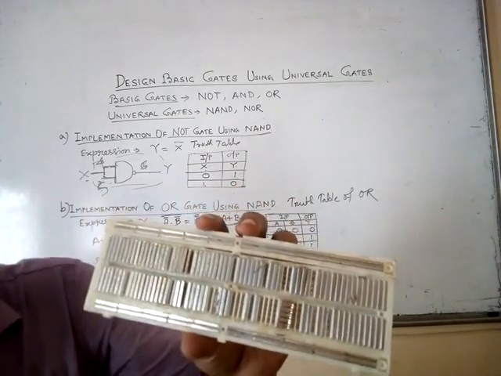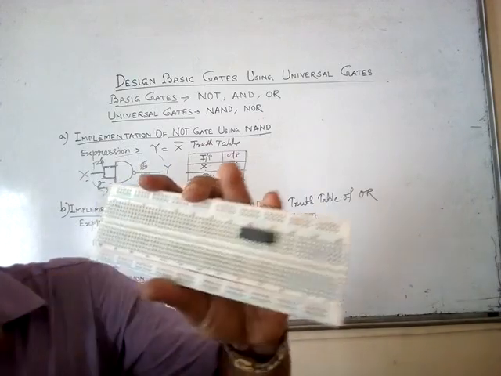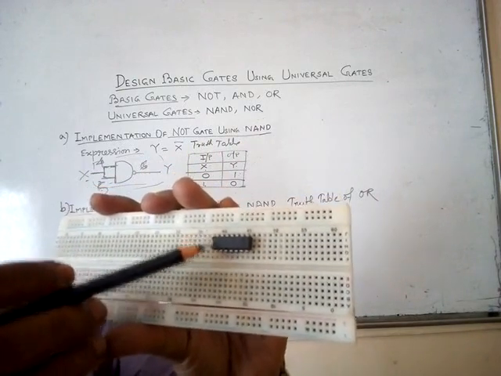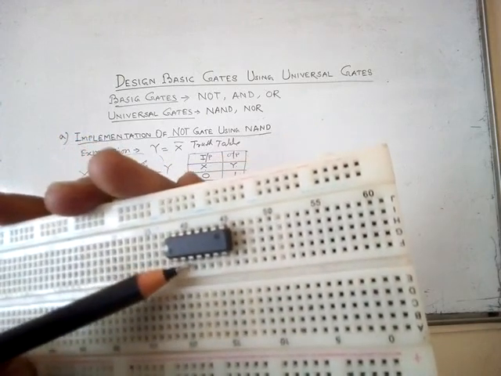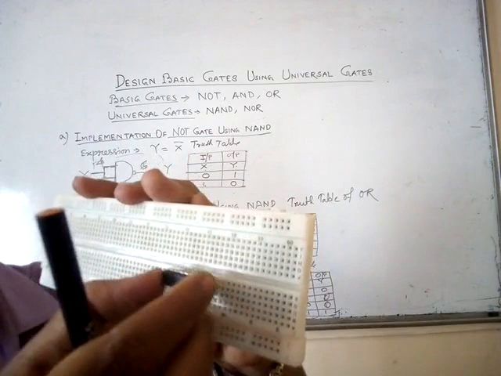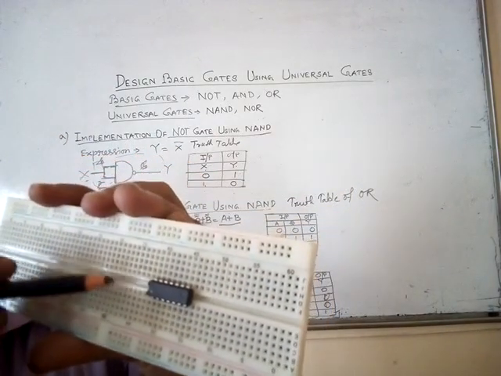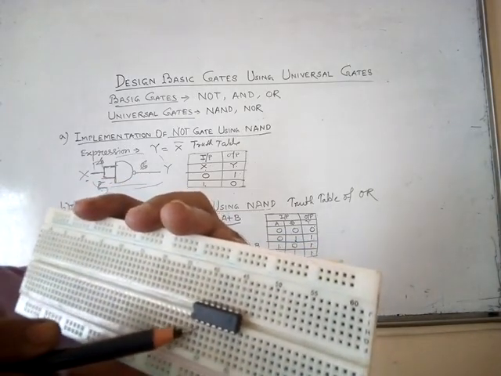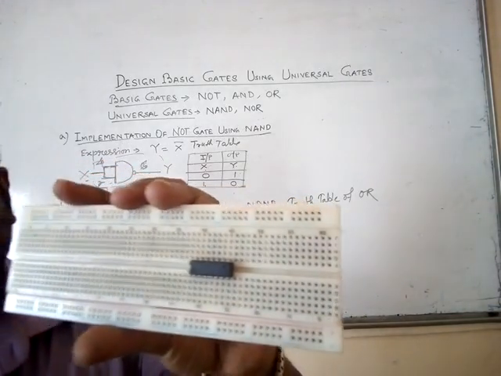If we connect one IC here, then pin number 1 and 14 will be shorted. Pin number 2 and 13 will be shorted, right? Pin number 3 and 12 will be shorted. So we have to connect the IC in this area because there is a slot which separates these two blocks. So there will be no shorting between any pins. Thank you.